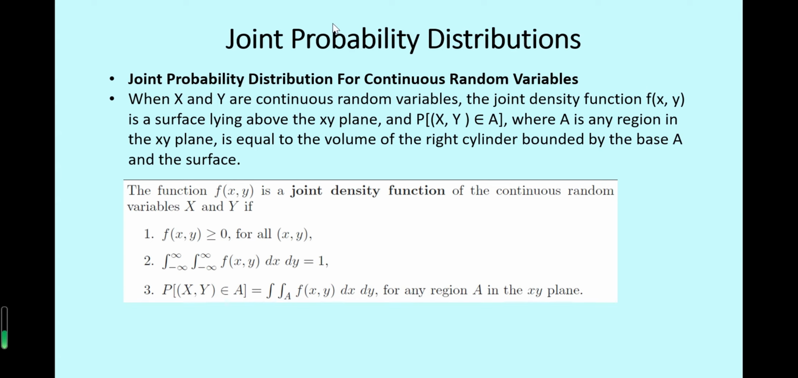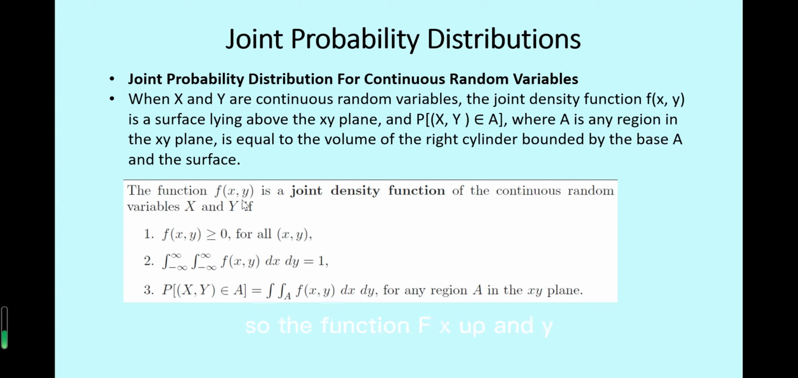Because for a continuous random variable, the probability at any single point is 0 for any X and Y, or the combination of X and Y, right? So we can only calculate the probability of the random variables falling within a region.